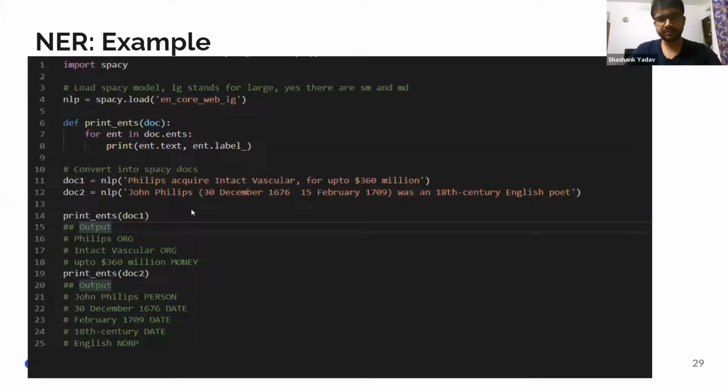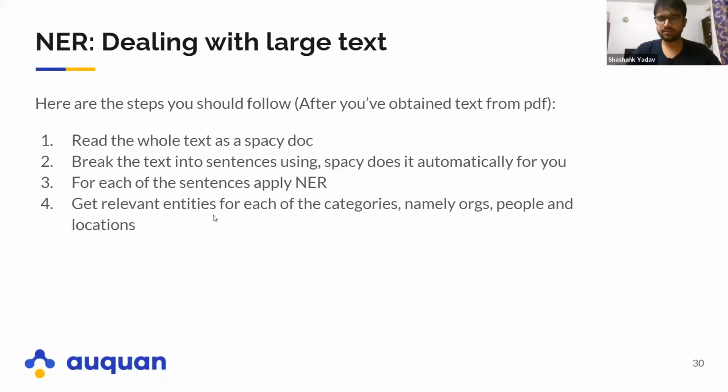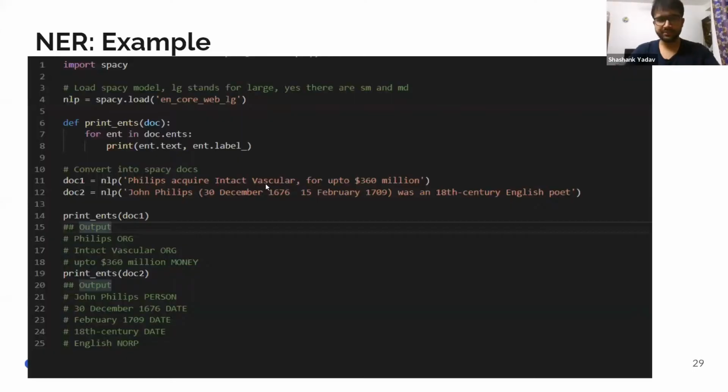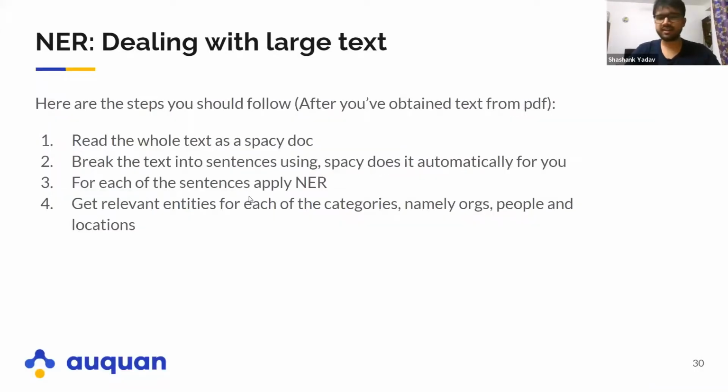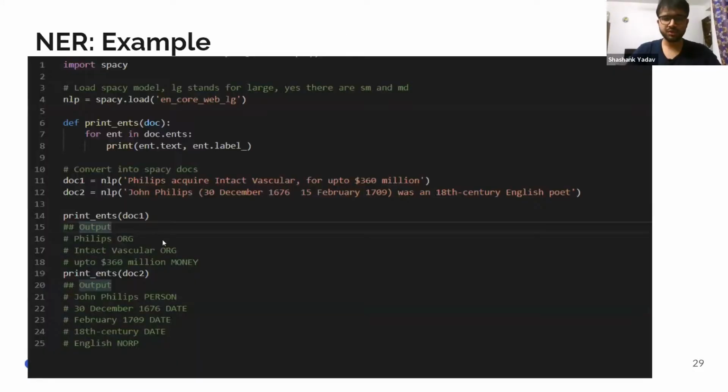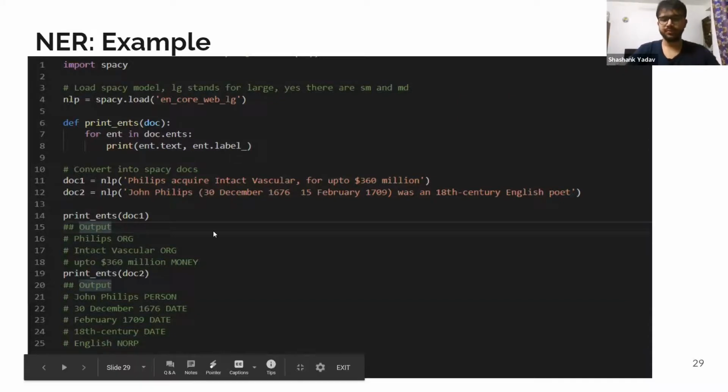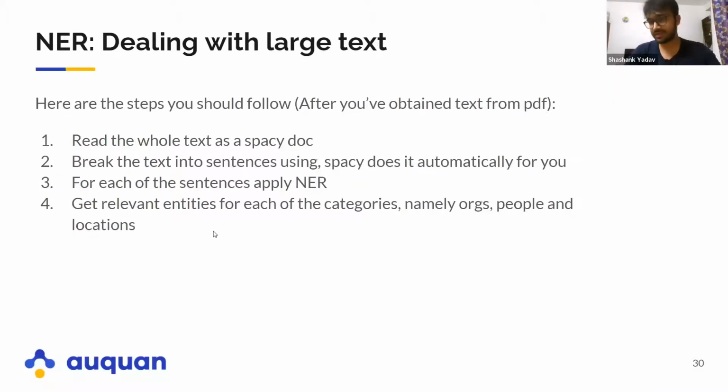So here we have done it just for a single sentence. We'll talk about how to do this for a large piece of text, because as we saw when we converted the annual report into text, there was a large piece of raw text that we obtained. These are the steps that you need to follow. First, read the whole text as a spaCy doc, then break it into sentences using spaCy itself. I'll show you how. Then for each of those sentences, apply NER like we did in this example, and then get relevant entities for each of the categories. Suppose you are looking only for organizations, get all the orgs. If you're looking for people, get all the persons. And it's just that simple.